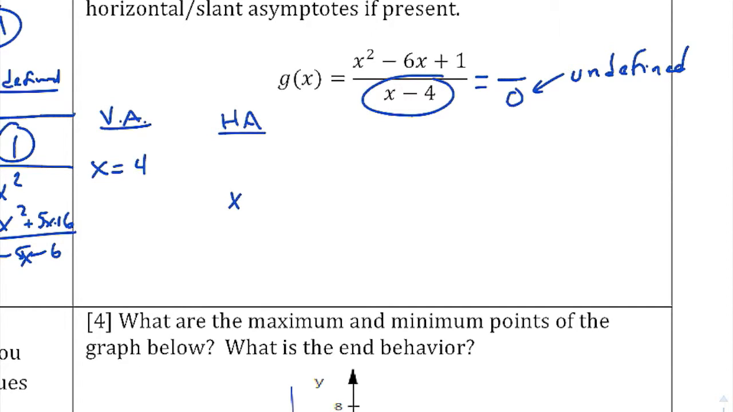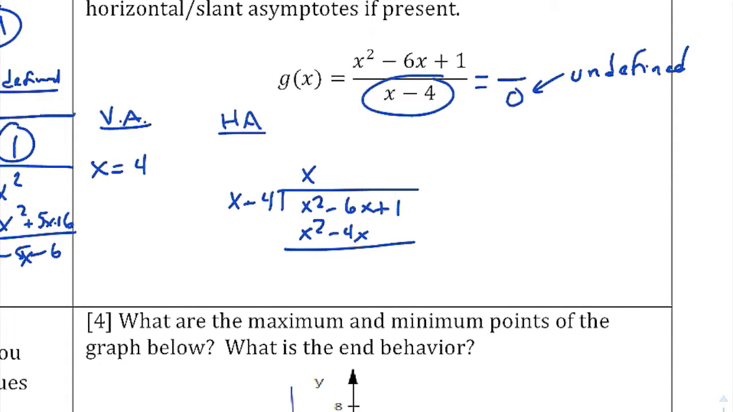To find a horizontal asymptote, we're going to have to perform division, unless you have ascertained that shortcut. But we can divide this, that's not a big deal. x minus 4 is a divisor of x squared minus 6x plus 1. That'll go into it x times. x times x is x squared. x times -4 is -4x. We end up with a remainder of -2x plus 1. Okay, and we'll do it one more time.